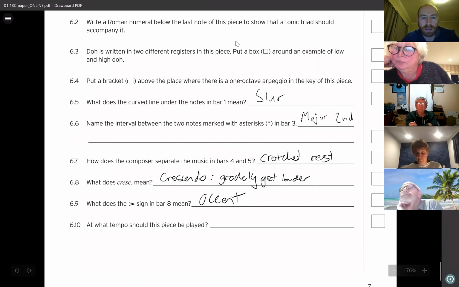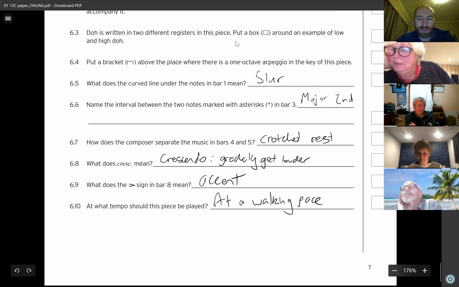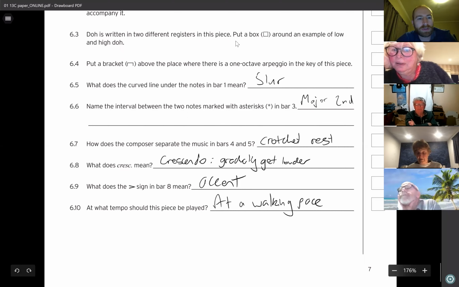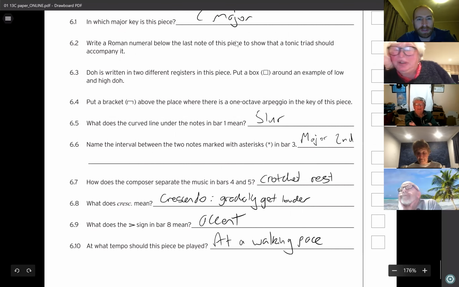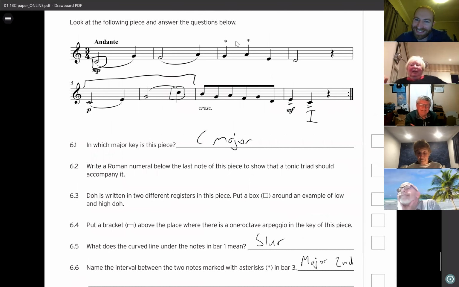Does that mean 60 beats per minute? However fast you want to walk. I mean, standard march time is 120, I think. There you go. You've answered all the questions. No, you have, Richard. Well, we're in right together.